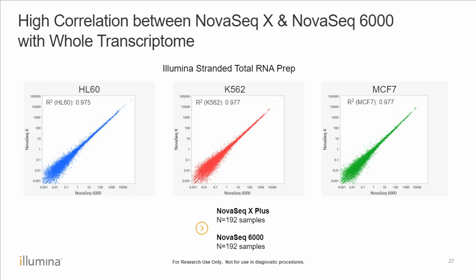So I would definitely recommend taking a look at the concordance app note, as well as going to look at the BaseSpace public data sets if you're interested in diving deeper into those.